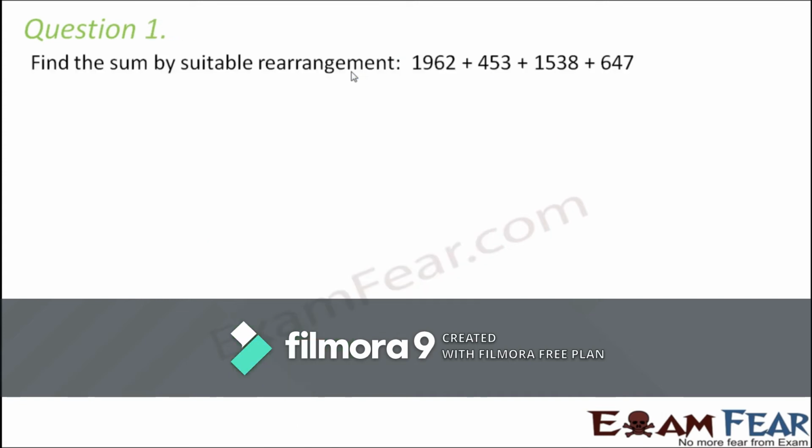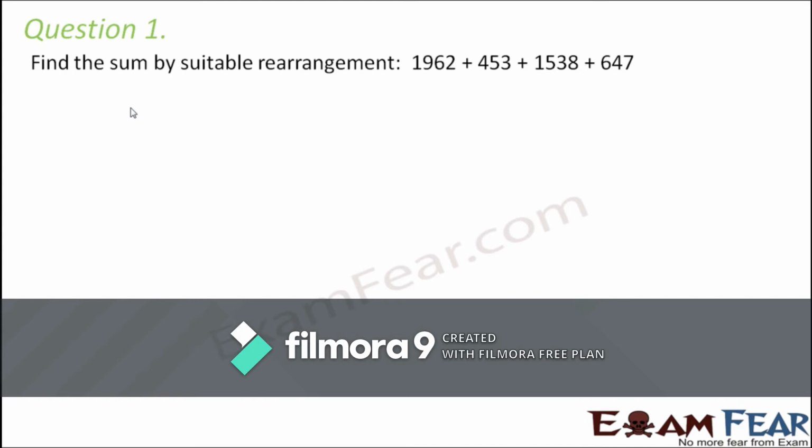Question number 1. Find the sum by suitable rearrangement. So here we have been given a few 3-4 digit numbers and we have to add them. Now we can add them normally also, but we need to add them smartly. How? By making use of the properties that we have learned some time back, because that is the purpose of those properties. Those properties are going to make our calculations easier. So let's see how we do this.